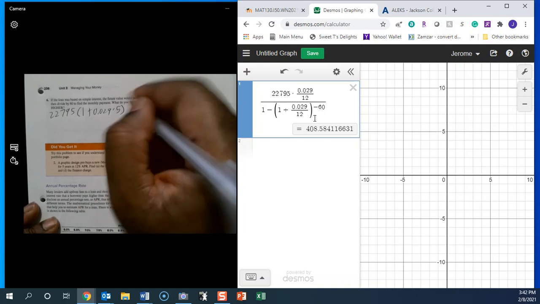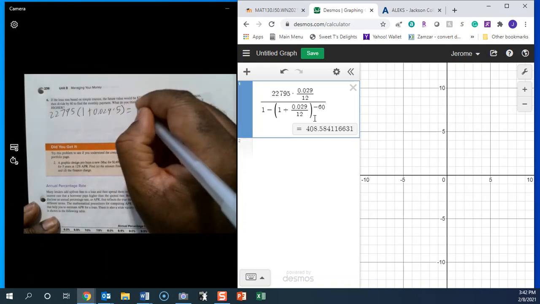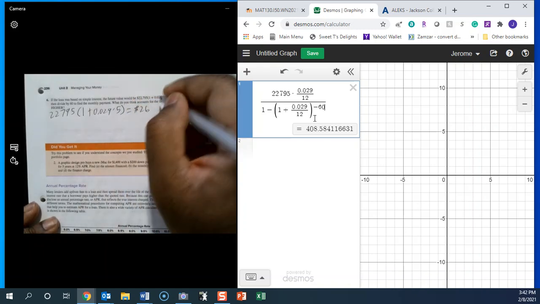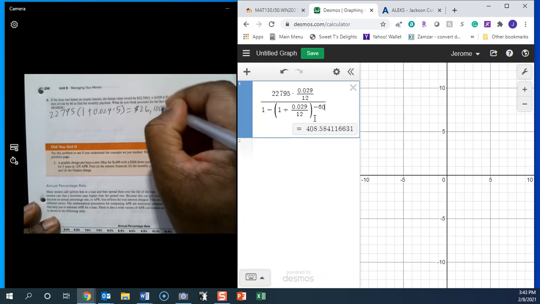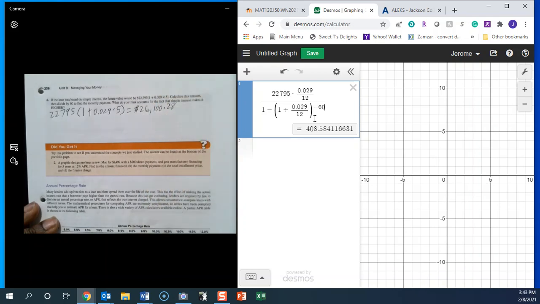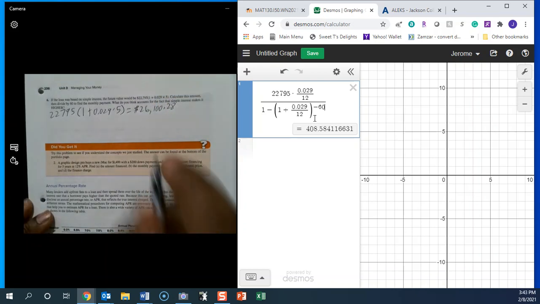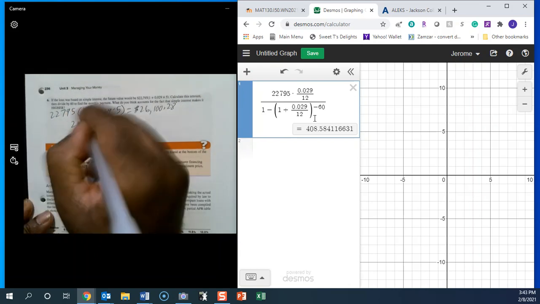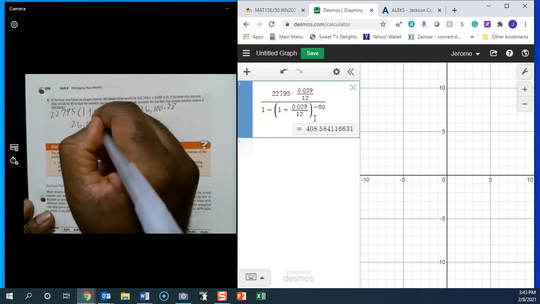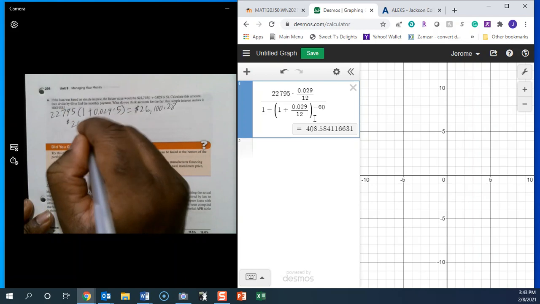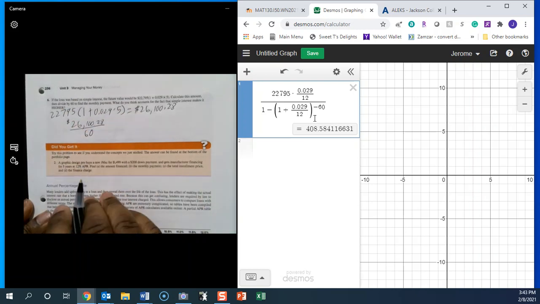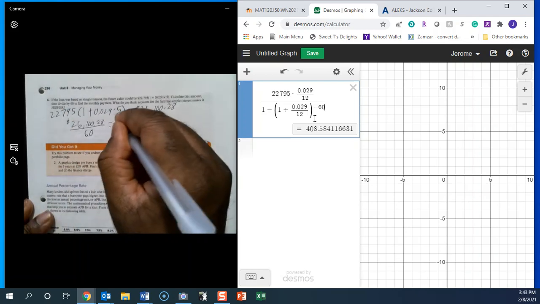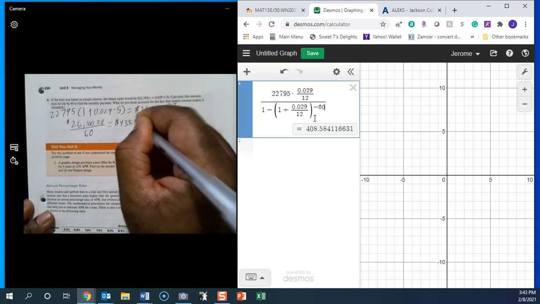Okay, now when we multiply all of this out, this will give us $26,100.28. So now we would take this value here and divide it by 60, like the direction told us to. And that would give us $435 exactly.